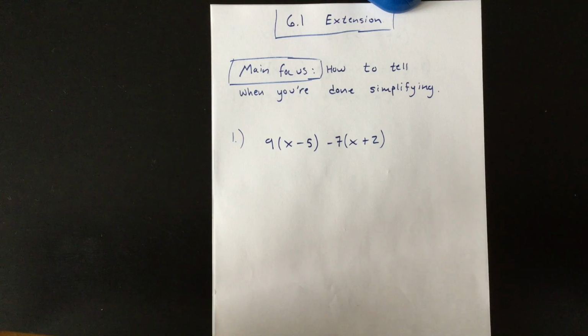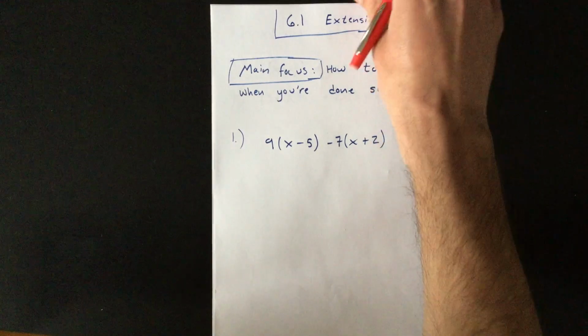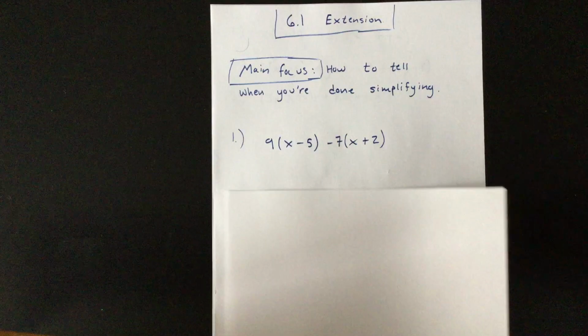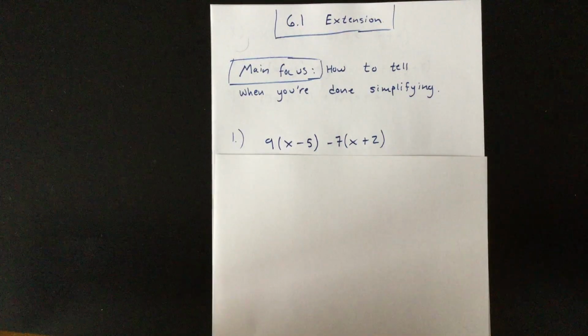This is your second video for section 6.1. You can kind of consider it to be the 6.1 extension. Our main focus is going to be just how to tell when you're done simplifying. We're going to be doing problems where you have to multiply first and then combine a bunch of like terms. And the main thing, again, I want you to focus on is making sure you really know when you're done. All right, so we'll be basically going through four examples.